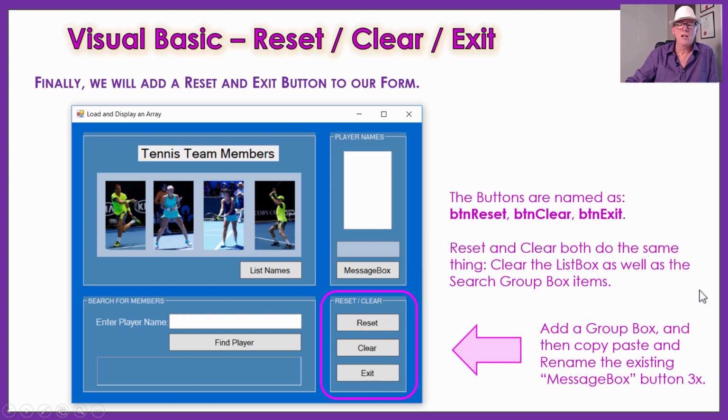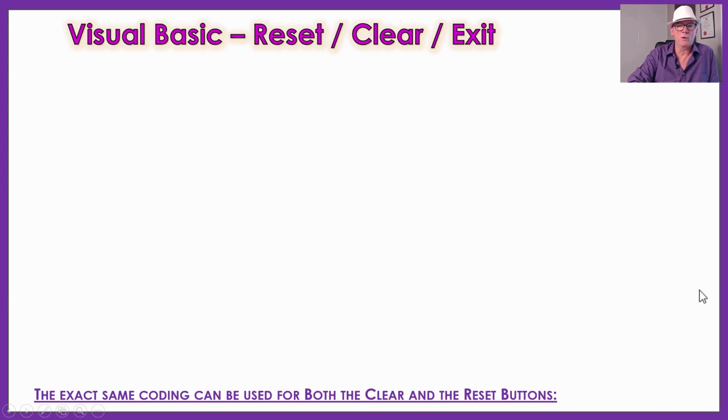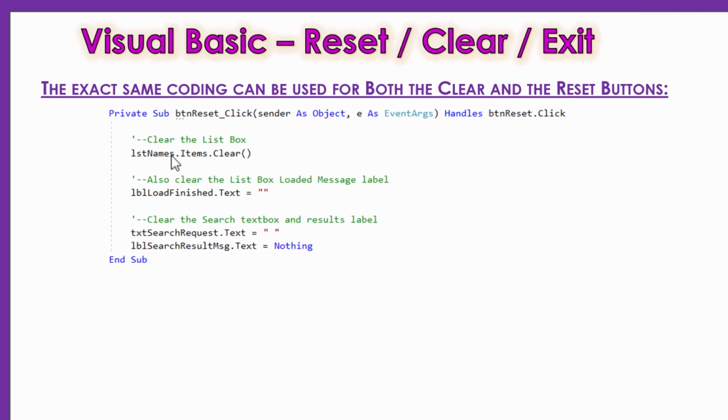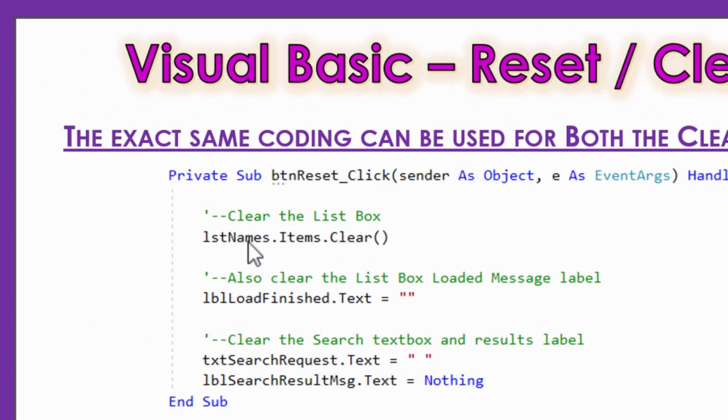That's a quick way to do it if you want to do it that way. But either way, get those 3 buttons onto the form. And the coding for the reset button, we're just going to have our list names, our list box here, clear all the items that are in that, clear out that message that said the list box had finished loading, and clear what they're searching for in the text box.